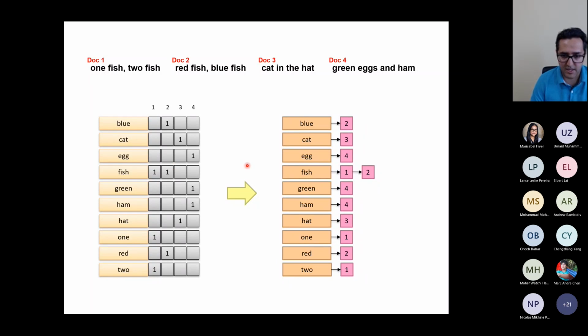It's the same data. It says fish appears in document 1 and 2. These things, the purple, pink boxes, are called posting lists. So these are the postings for this term. Okay, so that's the terminology.